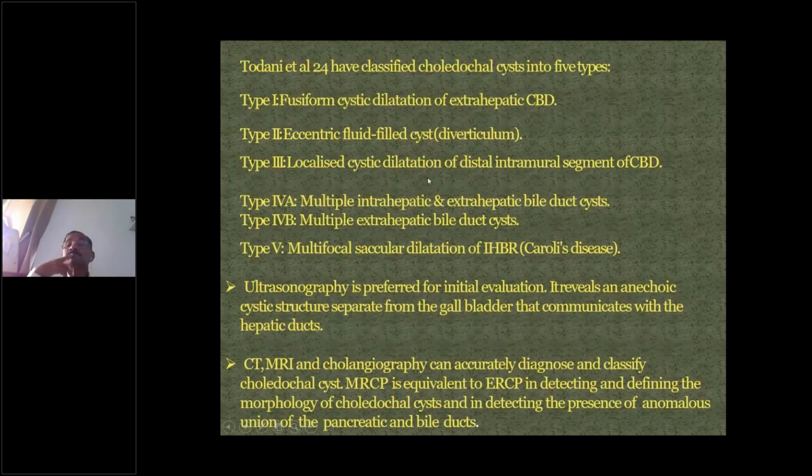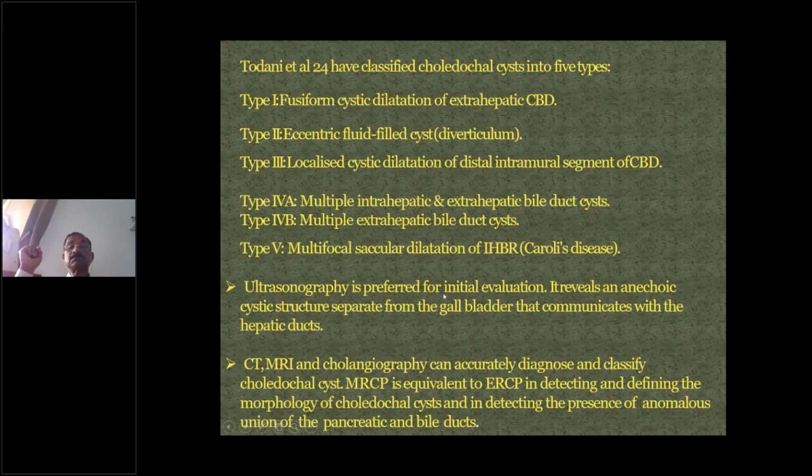They are classified into 5 types according to Todani's classification. Type 1 is the fusiform cystic dilatation. Type 2 is a true diverticulum. Type 3 is a focal saccular dilatation of the distal CBD. Type 4 is multiple cysts, intra- and extrahepatic, and type 5 is Caroli's disease, where only intrahepatic biliary radicals are involved and there are multiple cystic saccular dilatations of the intrahepatic ducts.